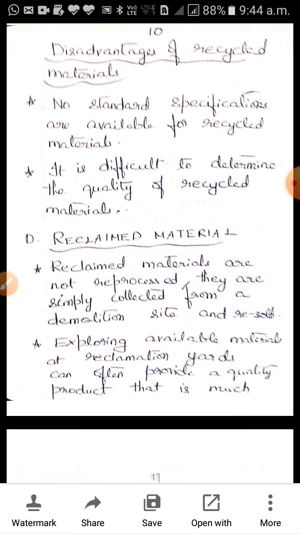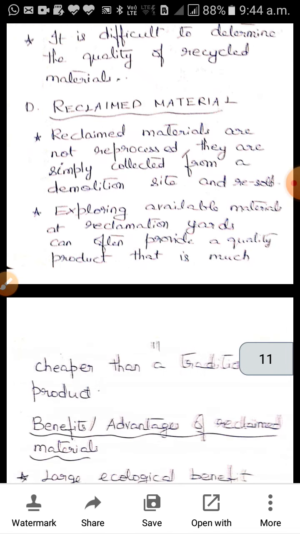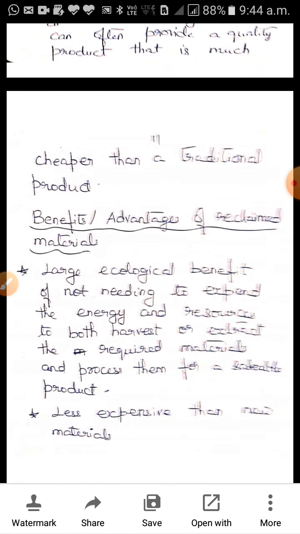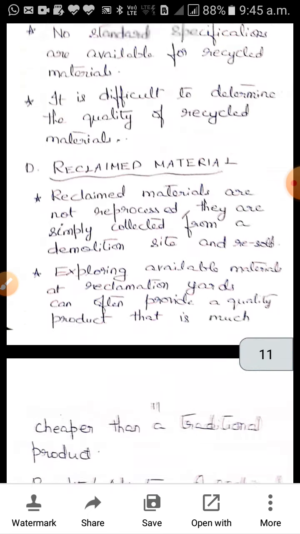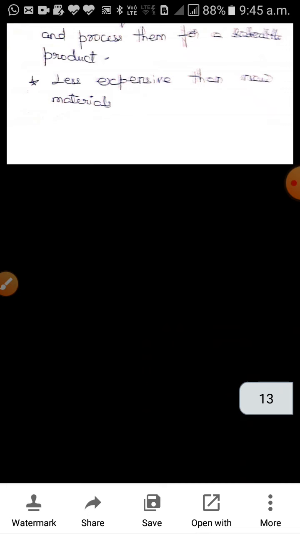Next, reclaimed material. What is the difference between recycled and reclaimed material? Reclaimed material is not reprocessed. It is simply collected from a demolition site and resold. For reclaimed material, you have to explore the available materials at reclamation yards. And what are the benefits? Again the same: less expensive and a large ecological benefit, same as recycled material.